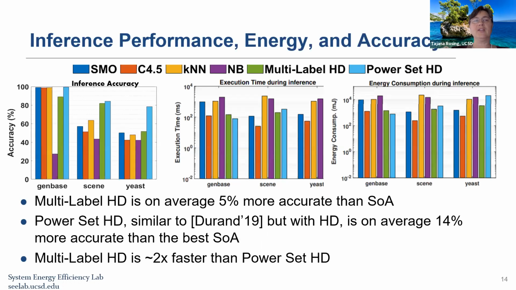These parameters are pretty comparable to the SSD that you can buy in the market today. So when we look at inference, HD inference performance, energy, and accuracy, we can see that our design of multi-label HD is on average about 5% more accurate than state-of-the-art algorithms. We also see that the PowerSet version of HD, so this would be similar to the state-of-the-art approach, but implemented instead using hyperdimensional computing, is actually on average about 14% more accurate. So using the PowerSet version gives you more accuracy, but it comes at a cost in size and in speed, because multi-label HD is about twice as fast as PowerSet HD when executing.